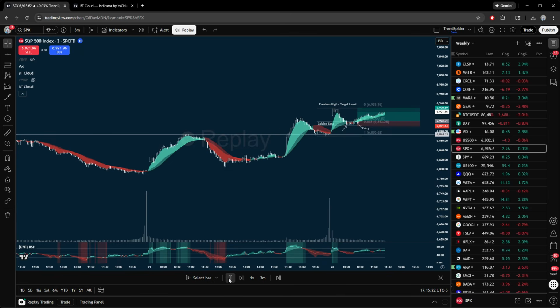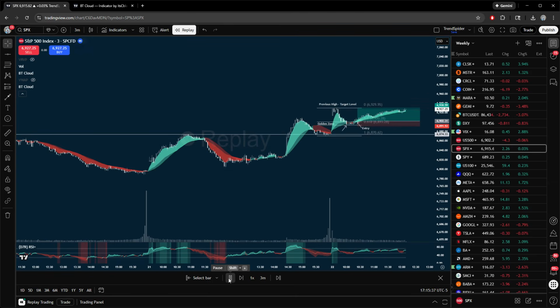Great, price is approaching our target at 6,930. Let me show you the exit. Price just hit 6,930. This is our target, the previous high from the opening wave. I'm taking profits here. I'm selling my contracts.